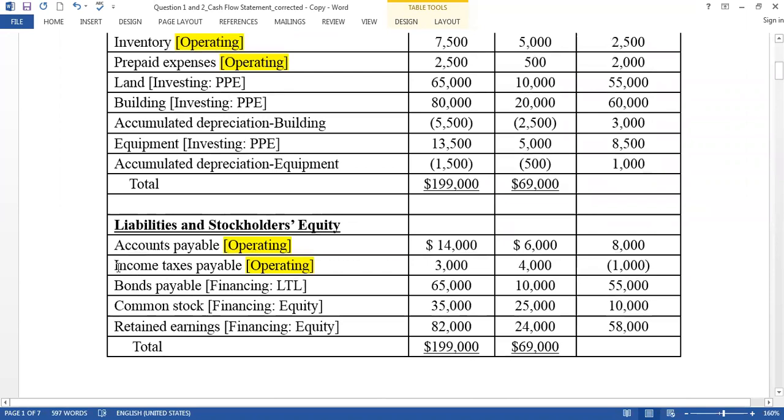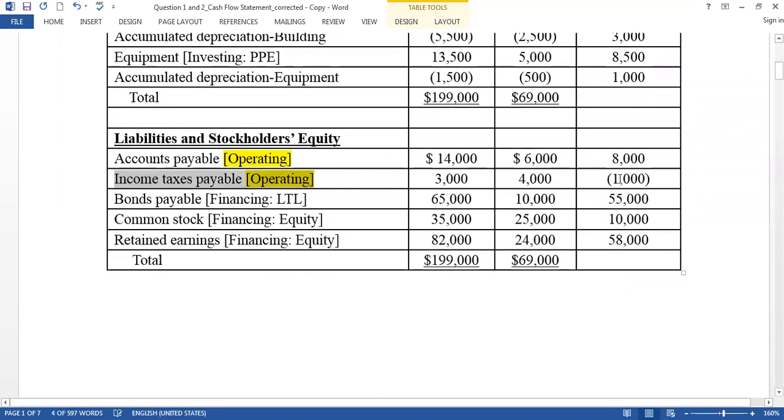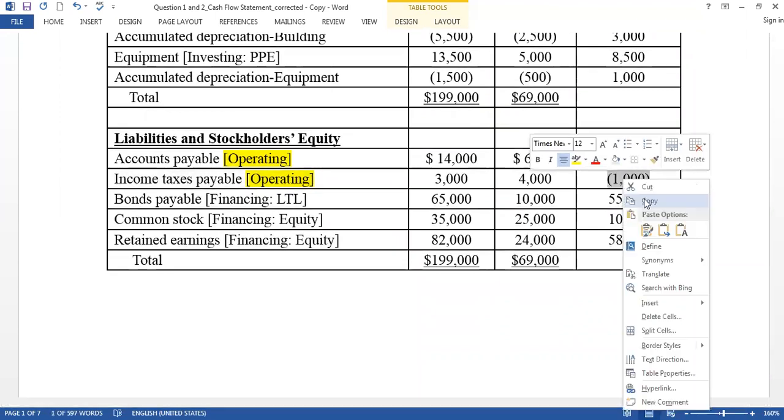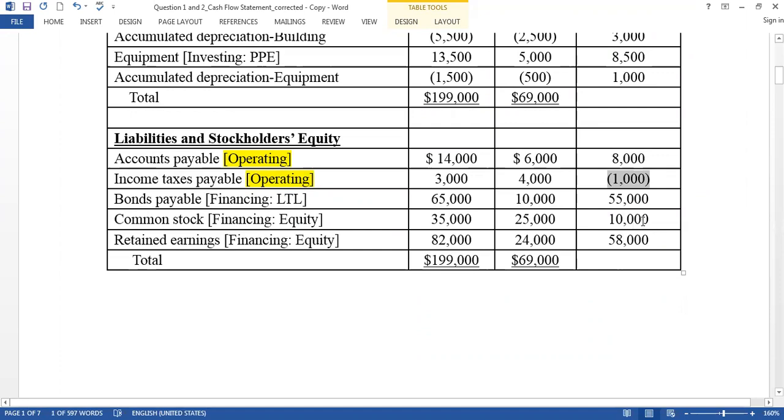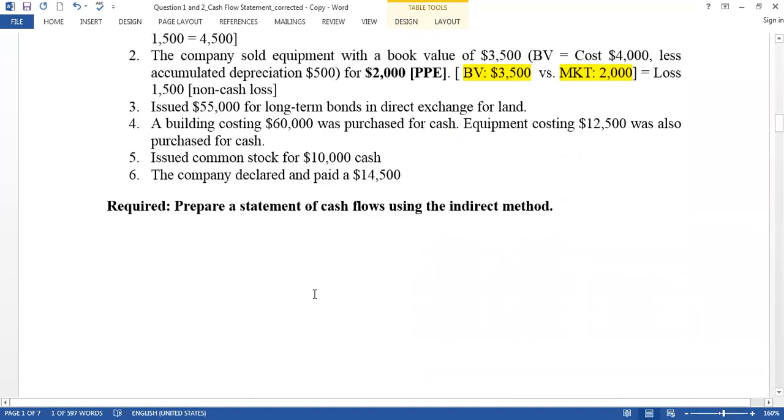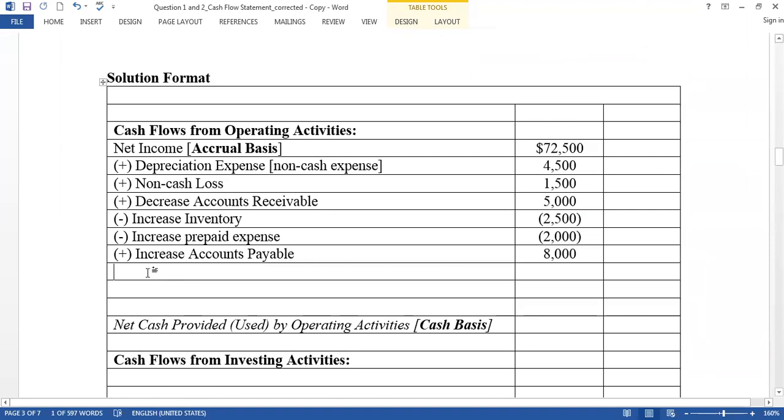Now we find that we have another current liability, and it is decreasing. Why does your liability decrease? Because you paid cash, right? You paid cash, so your liability decreases. Do you understand? Your liability decreases because you paid cash. So it is minus.